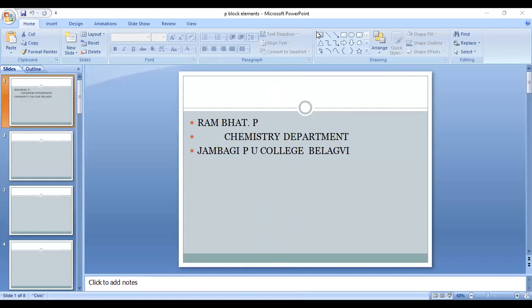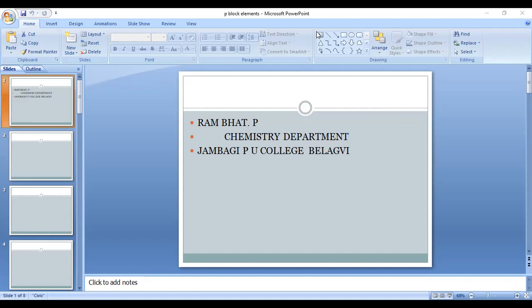As I told you, I'm going to discuss P block elements, a very lengthy chapter, because starting from the 13th group up to the 18th group elements, means a total of 6 groups of elements I have to discuss. So what is a P block element?